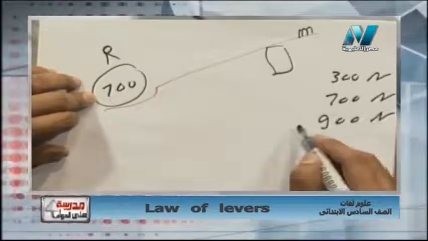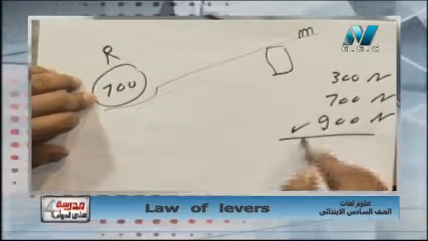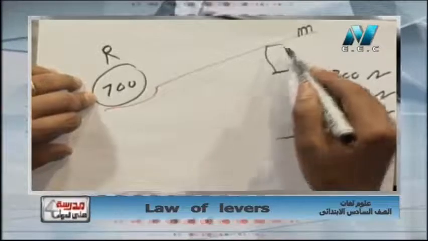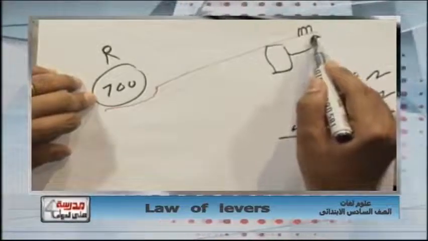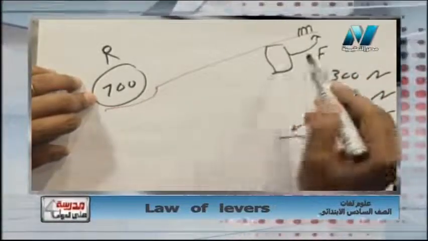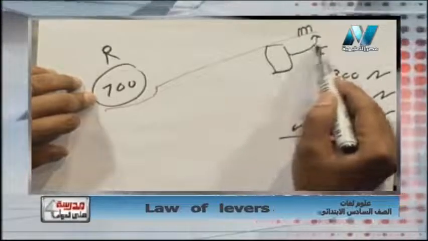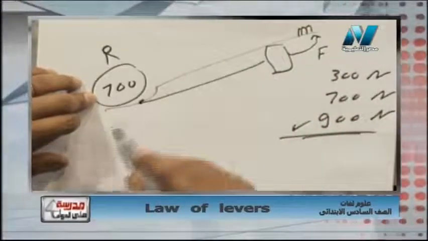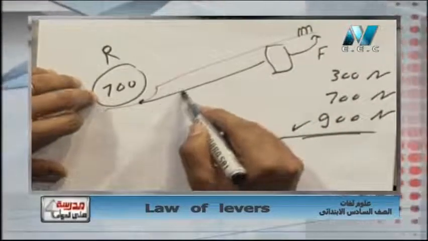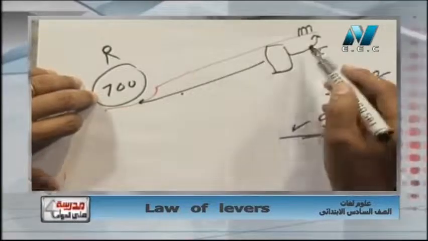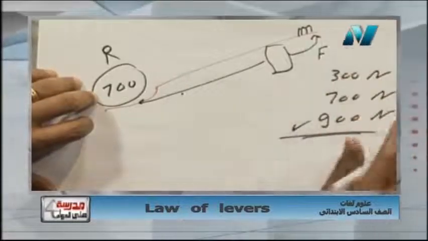I think that a suitable answer will be 900. Why? Because the fulcrum is near to the effort force. So here the effort force arm is shorter than the resistance arm. So it doesn't conserve effort.